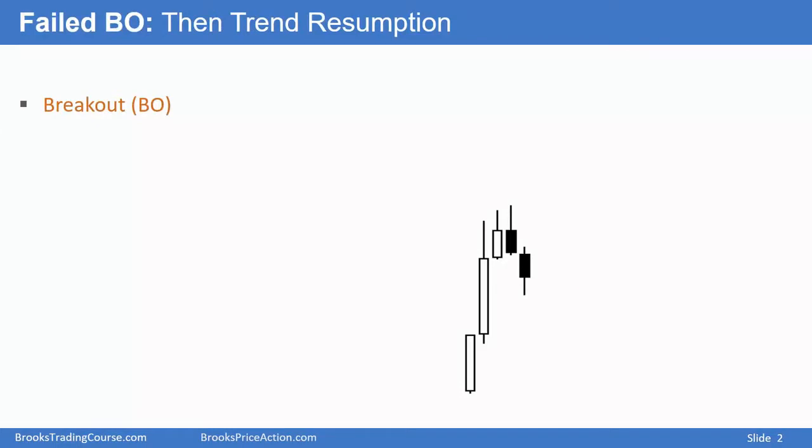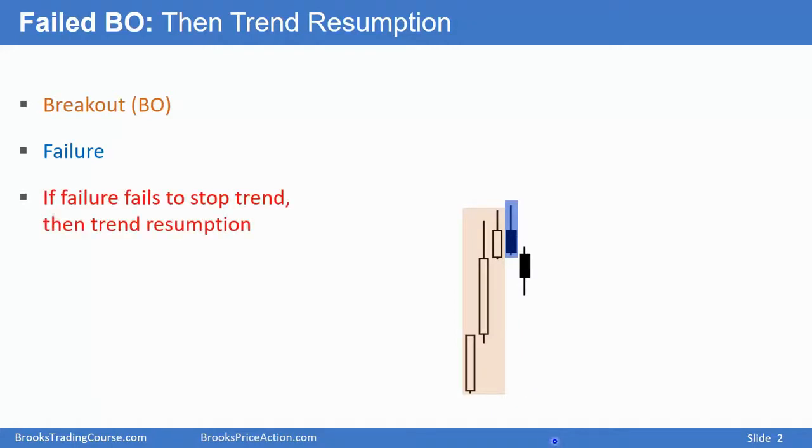Remember, a breakout is simply a trend bar. It can be 2 or 3 trend bars, it could be 10 trend bars, but a breakout is simply a trend bar. Here we have a breakout that lasted 3 bars. We have 3 consecutive bull trend bars. And then we have an attempt at a failed breakout. We have a bear bar closing on its low, and the bears are trying to end the breakout. They want the market to reverse back down. If this failed breakout fails to stop the trend, then you get trend resumption up.